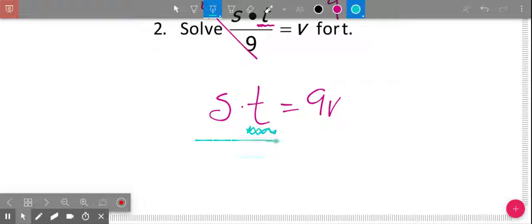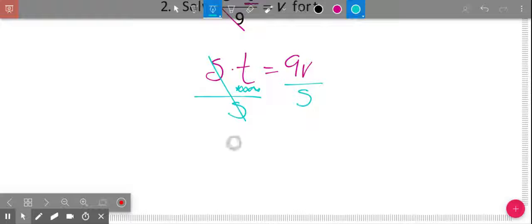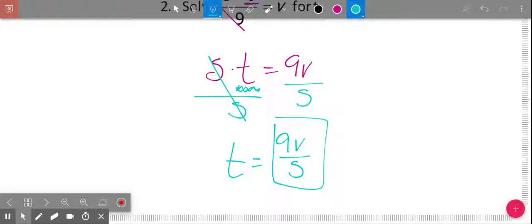So I'm going to divide by the s. The s's cancel, which is great. That's what we needed. So all I have left is the t, which is also great because that was the goal, was to just have t by itself. Okay, so then I have 9v divided by s. Nothing over on this side has a like term, so I'm just going to leave it like that. Okay, so your answer you should have gotten was 9v divided by s.